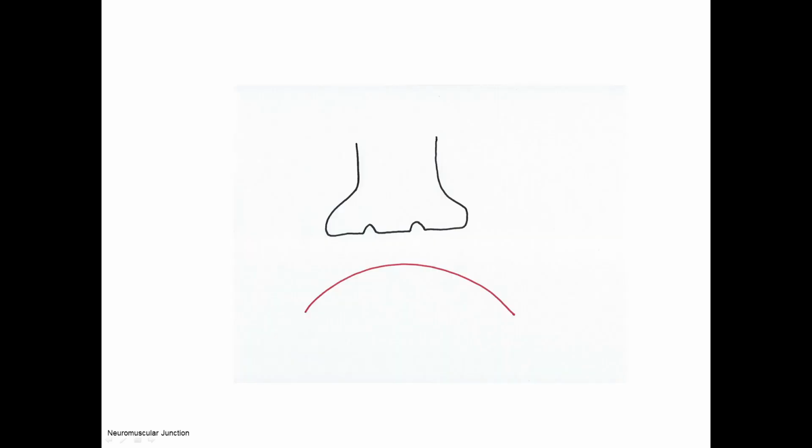What we do is we use a special term called a synapse to describe the connection between a neuron and the next cell in line. That next cell in line could be either a muscle fiber as you see here, it could be a gland, or it could be another neuron. It all works the same.